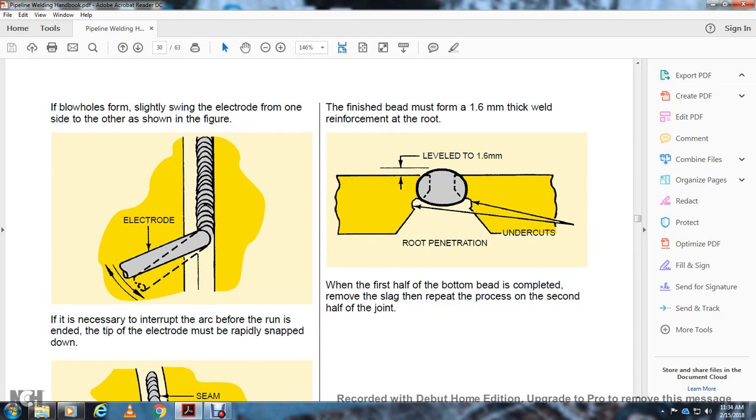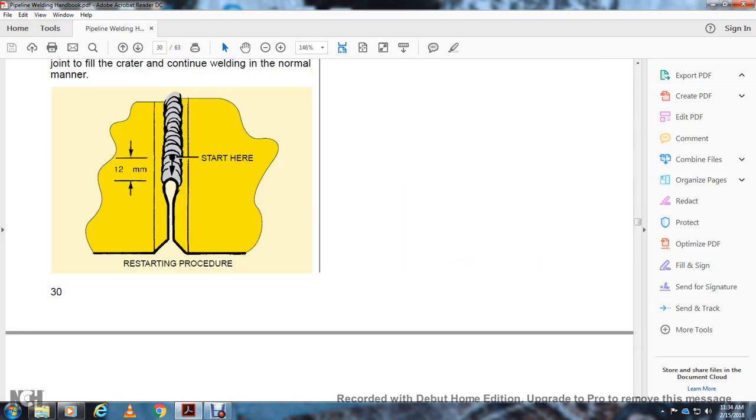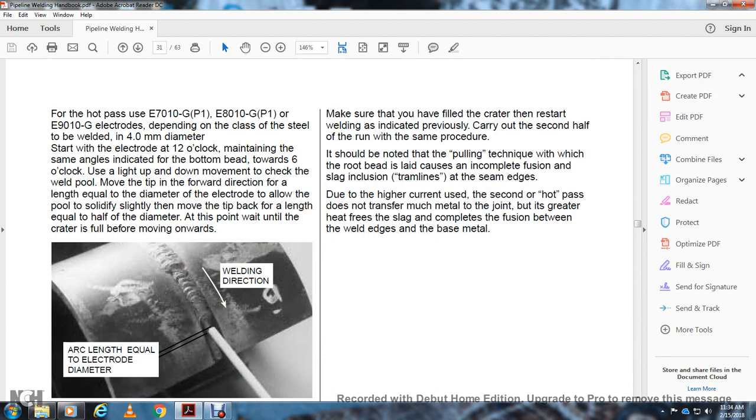The first half of the bottom of the bead is complete. Remove the slag and repeat the process for the second half of the joint. For the hot pass, use E7010-P1, E8010-P1 or E9010-G electrodes depending on the class of steel to be welded, 4 millimeter diameter. Start at 12 o'clock, maintaining the same angle along the bottom of the bead towards 6 o'clock.